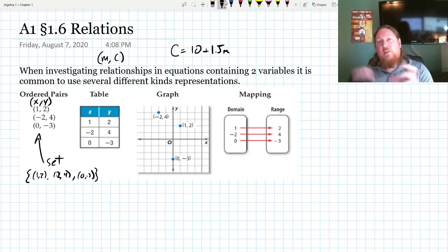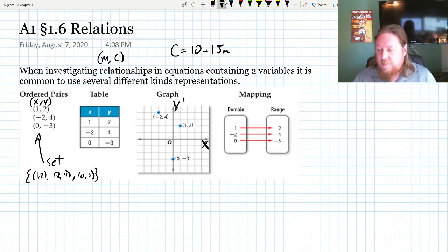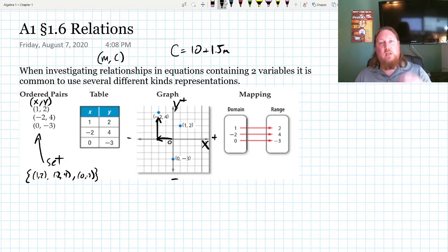A graph is just their physical location in space, their relationship to each other. Remember, the horizontal axis is your x-axis, and the vertical axis is your y-axis. Where they meet is 0, comma 0. Going up is positive and going right is positive, which means going down is negative and going left is negative. So you can see here -2, comma 4. -2 in the x direction is here, so it goes -2 in the x, and then it goes up +4 in the y direction, and that's where your point value is.